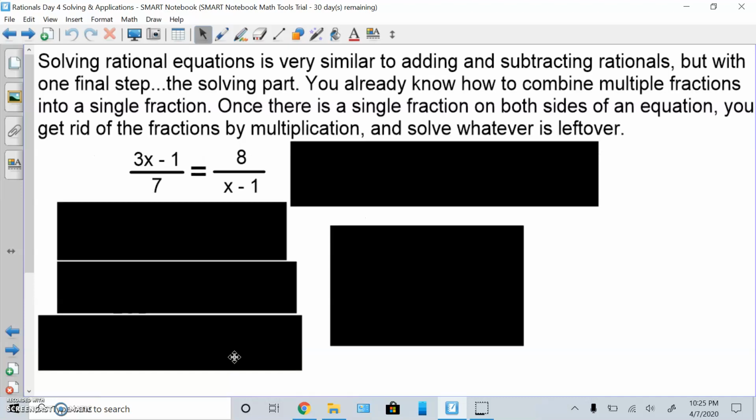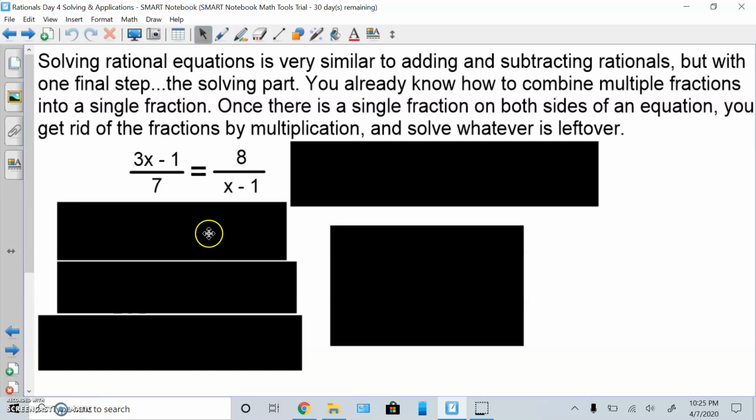So solving rational equations is very similar to adding and subtracting, but with one final step, and that's solving. You already know how to combine multiple fractions into a single fraction by using the LCD. Once there's a single fraction on both sides of an equation, you get rid of the fractions by multiplication and solve whatever's left over. So we'll start with an easy problem.